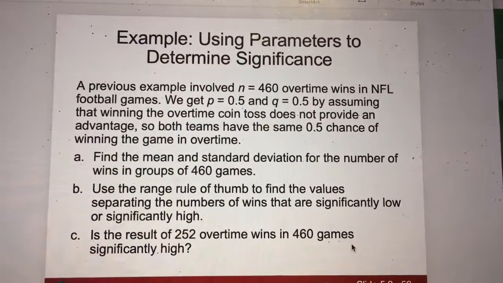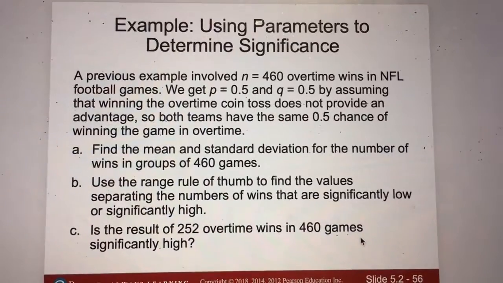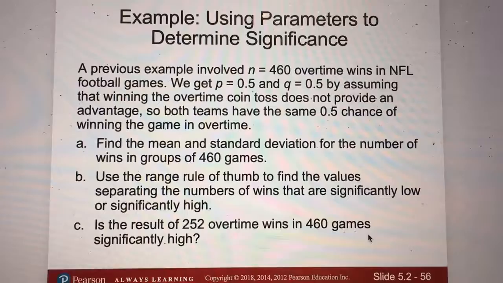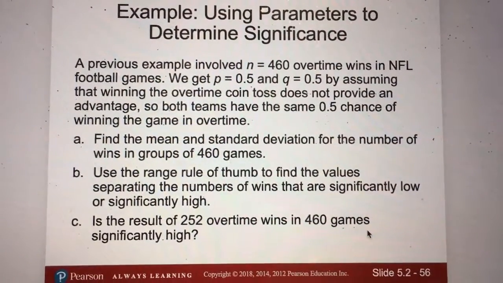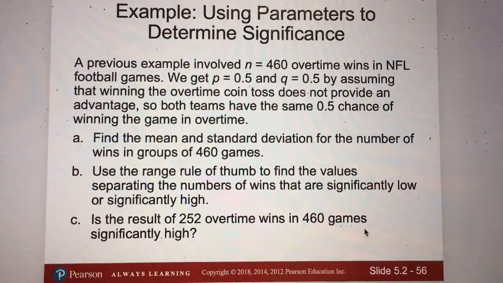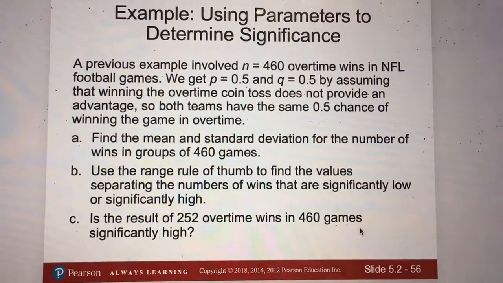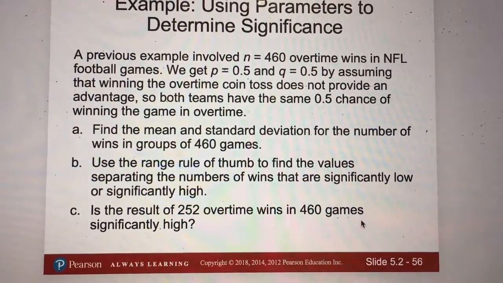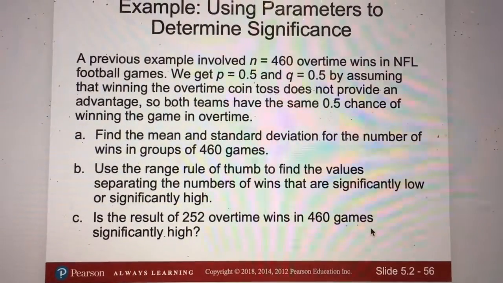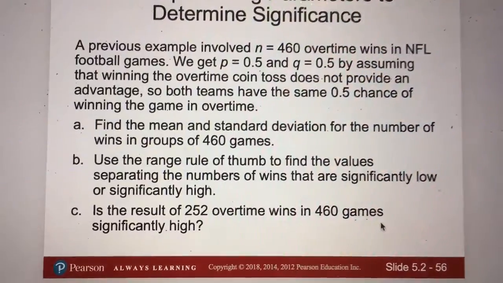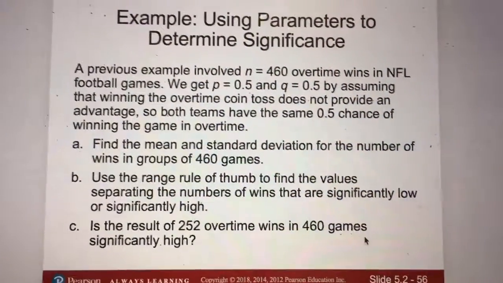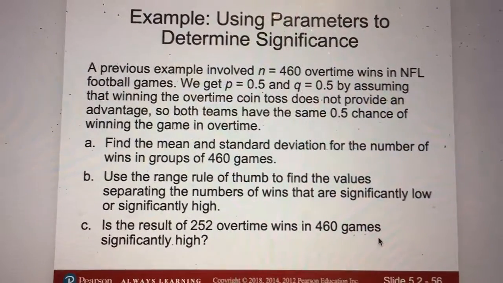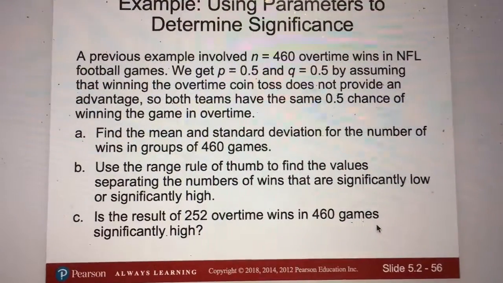So here we have another example, okay? A previous example involved N is 460 overtime wins in NFL football games. We get P is 0.5 and Q is 0.5 by assuming that winning the overtime coin toss does not provide an advantage. So both teams have the same 0.5 chance of winning the game in overtime. So they're using the 0.5 here as equal chances because they're assuming that they don't have any kind of an advantage from winning the coin toss.